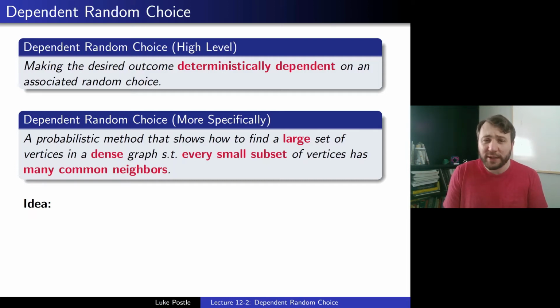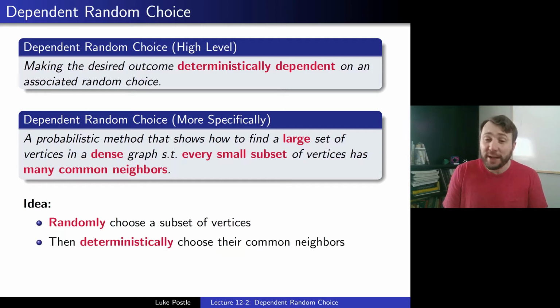What we're really going to do here is randomly choose a subset of vertices. Now that random choice may not have this property very well, but then we're going to deterministically choose their common neighbors. So how do we find a set where many of the small sets have many common neighbors? We choose a random set, and then we backtrack and deterministically say, okay, what vertices have these as common neighbors? And that might not work out. We're going to use alteration to make sure that every subset has that property. But that's the rough idea.